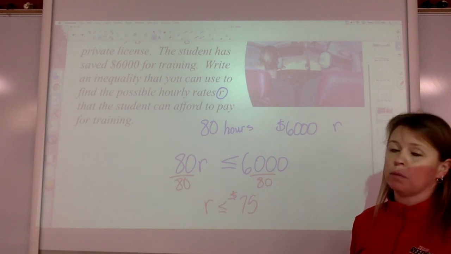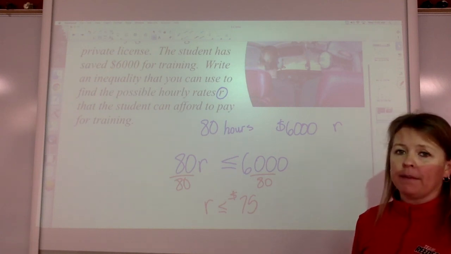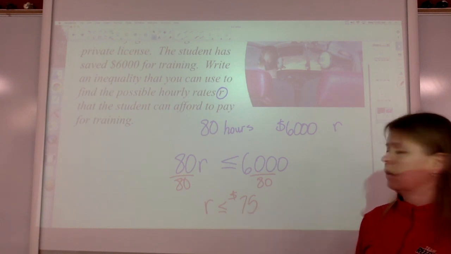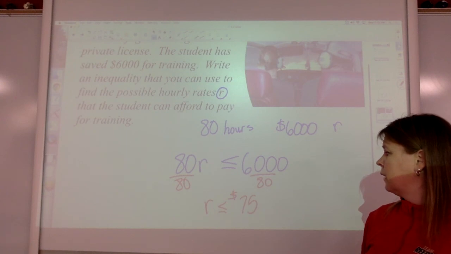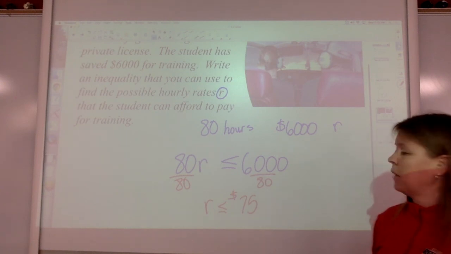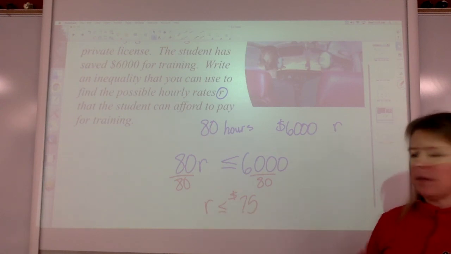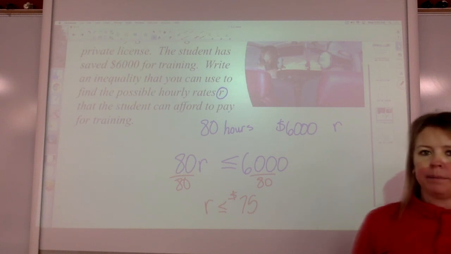And this is an old problem, so it's probably more than that. That's a lot more than if you're babysitting or waitressing or, I don't know, it's a lot of money. $75 an hour you have to pay. Or she could find a place that has less than that, but that's the most she could afford.